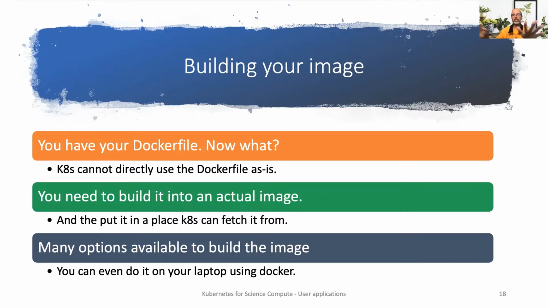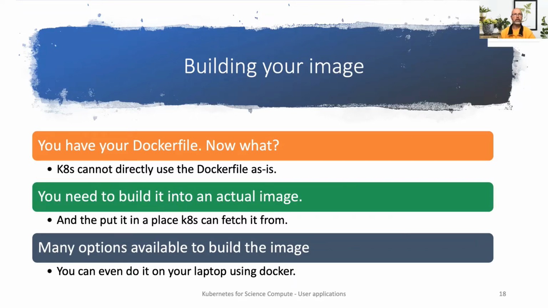And then put it in a place where Kubernetes can fetch it, typically Docker Hub, but you can put it in a private repository too, if you have one. And there are many options available to build the image. You can install Docker on your laptop and do it there. You may have a continuous integration system like GitLab to do that.